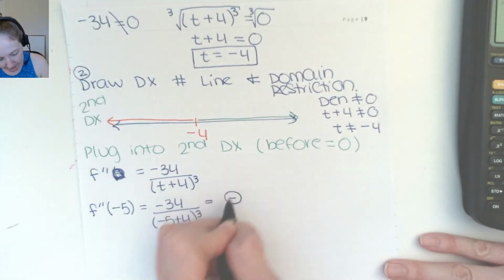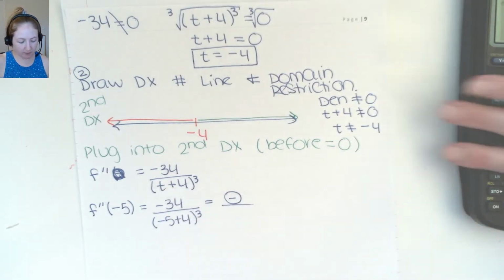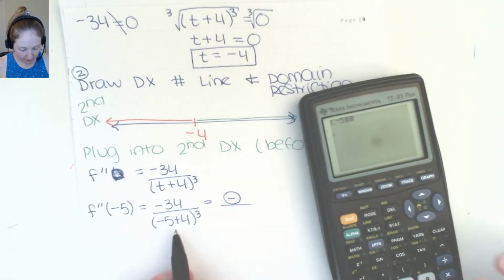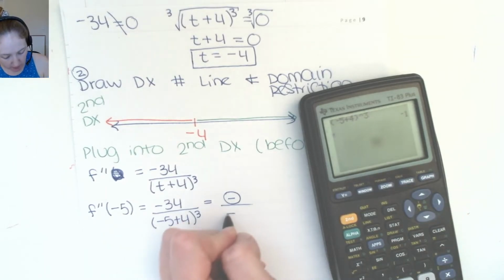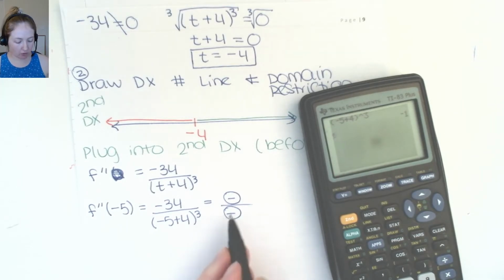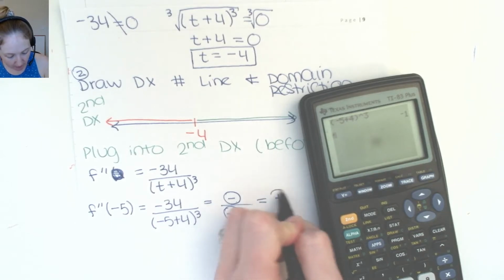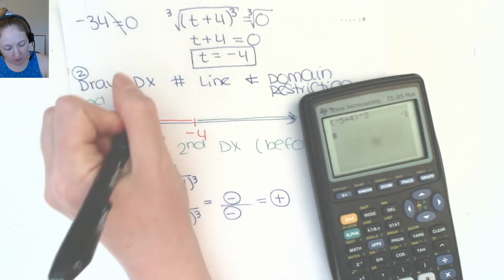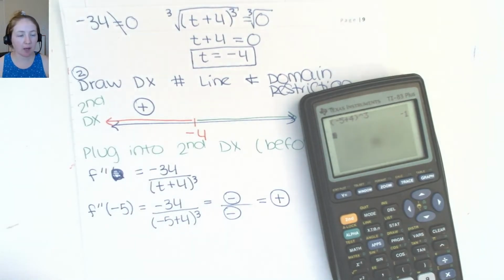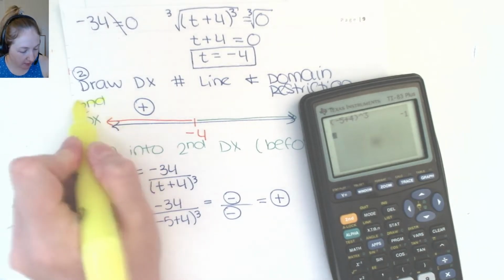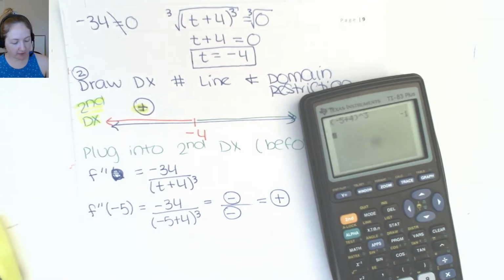So that gives us a negative over. And then here I have the negative 5 plus 4. It is raised to the third, so that's going to be negative 1 to the third. So that gives us a negative. So overall for this fraction, I have a negative divided by a negative, so that gives us a positive. So that tells us our second derivative is positive on the first interval. Now, that positive, because it's the second derivative, is telling us that we're concave up on the first interval.